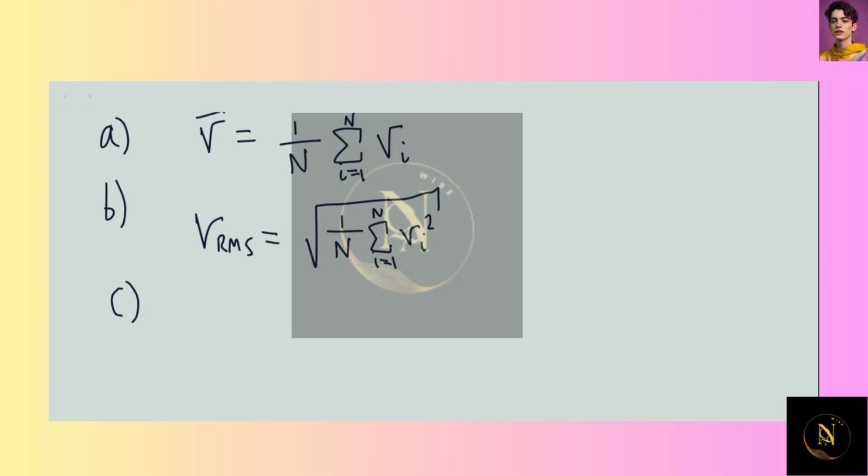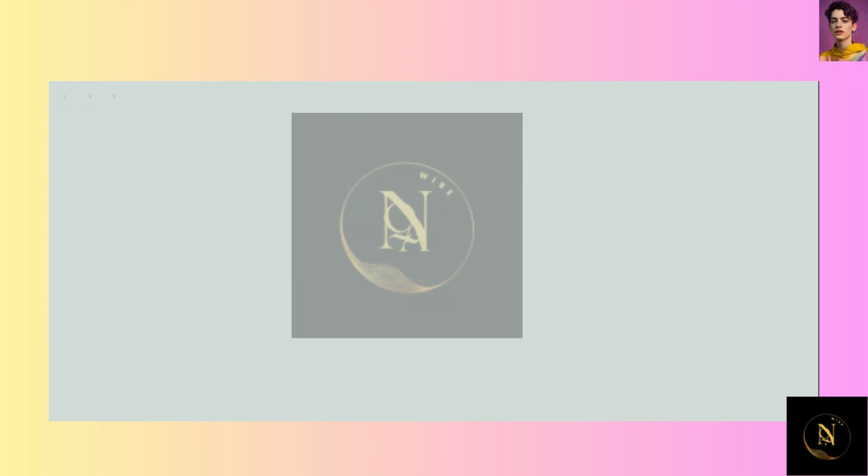Okay, so let's do these computations. They should be relatively straightforward. So for part A, the average is going to be, there's a total of 25 particles in this group.